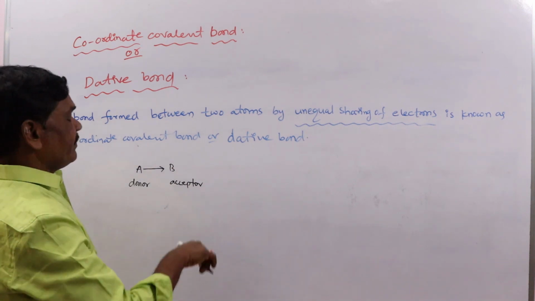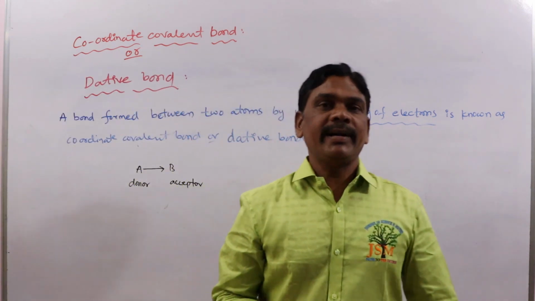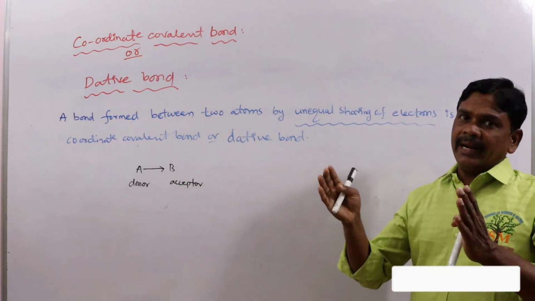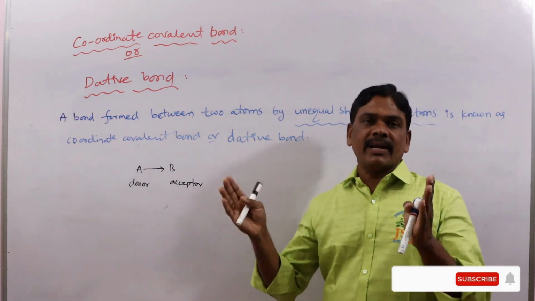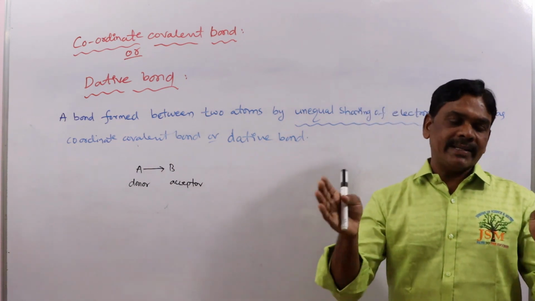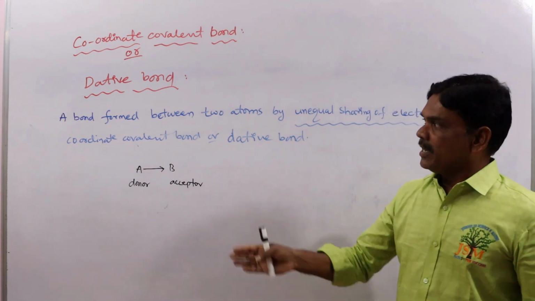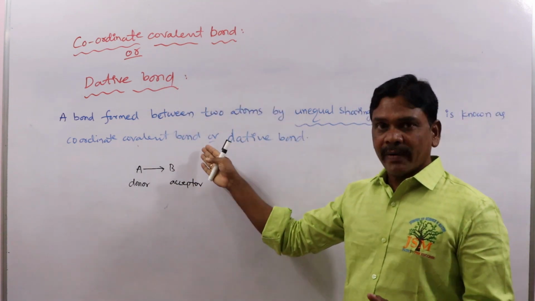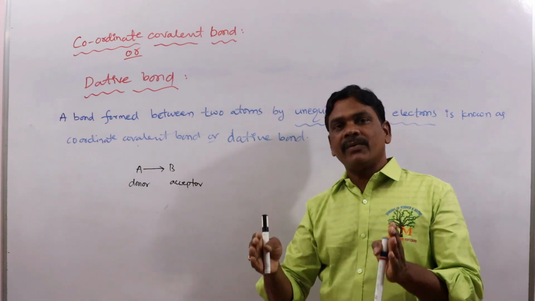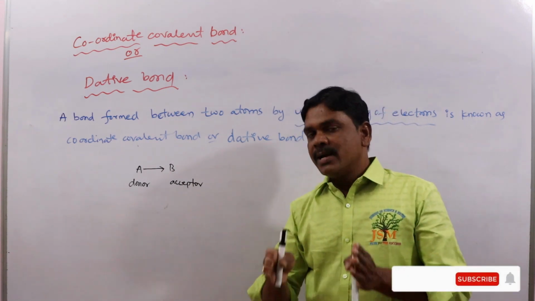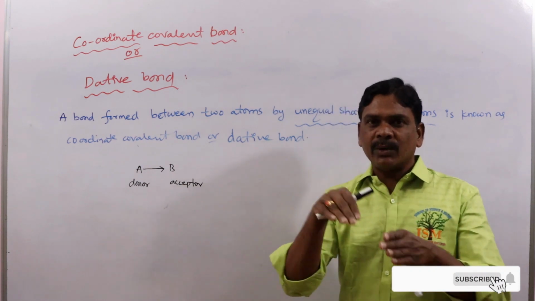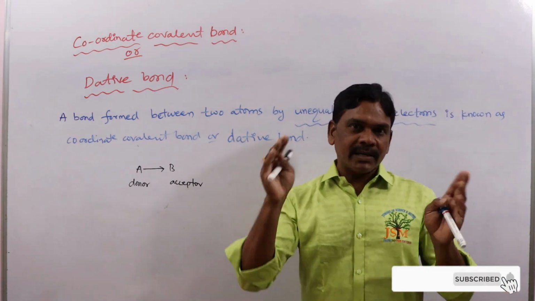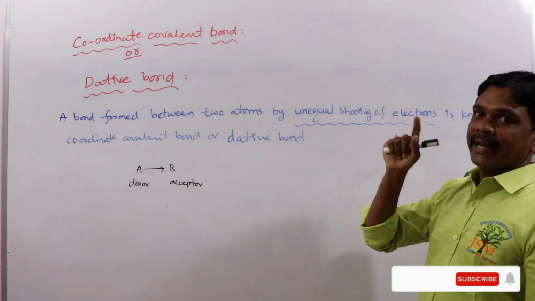Now what is the difference between a covalent bond and a coordinate covalent bond? In a covalent bond, the atoms each give electrons and equally share them between the two atoms. Whereas in a coordinate covalent bond, one of the atoms is contributing 2 electrons, and these 2 electrons are shared between the two atoms. That is the meaning of unequal sharing of electrons.